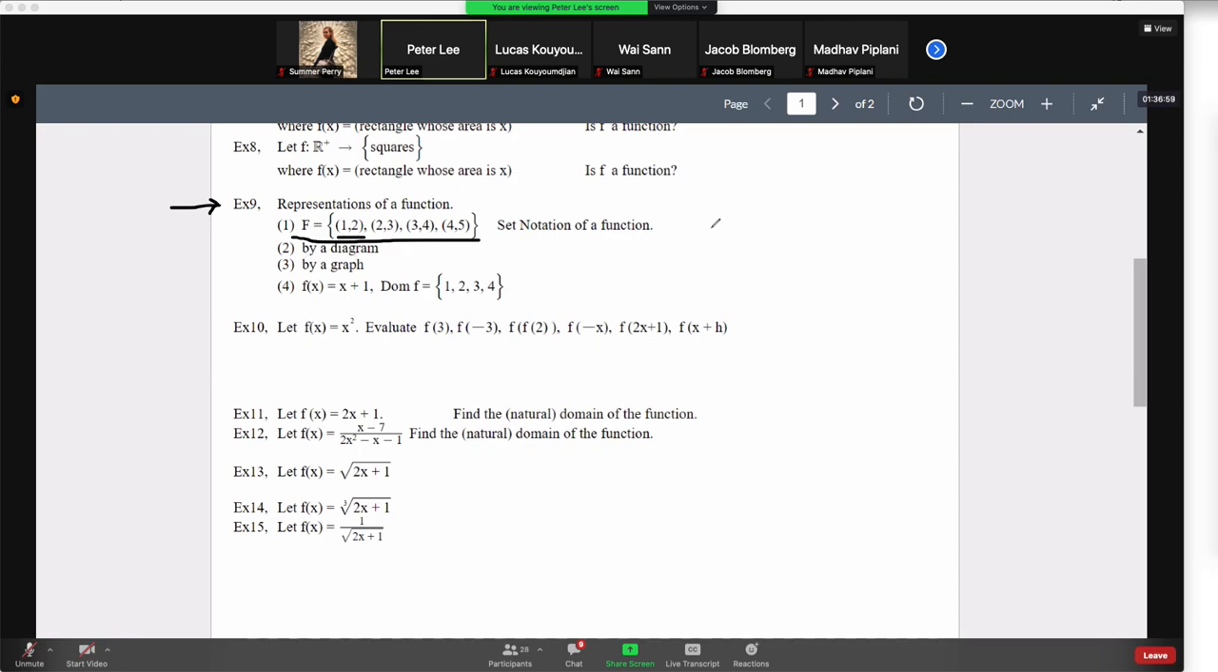And then by a diagram. By a diagram, same function. I can do this. So I can call this guy F. That is the relation. And in this diagram, we have 1, 2, 3, 4, and then the target, that is the range, has numbers 2, 3, 4, 5.